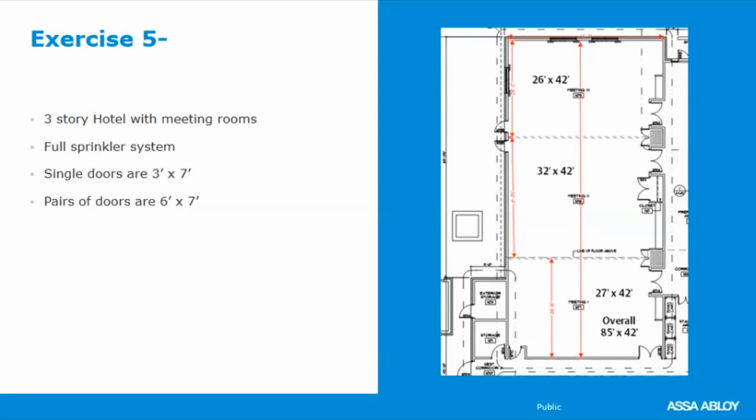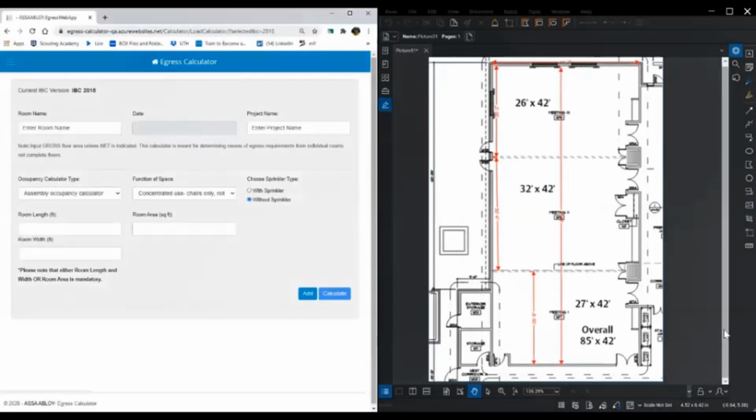In this next one, we've got a hotel with meeting rooms, and the meeting rooms have operable partitions. So now let's take a look at how we would determine the occupant load for each individual room, and then what happens when we open up the partition and use it as a large room. In this exercise, we have a hotel, which is a group R1 residential occupancy, but these are some meeting rooms, which is pretty common.